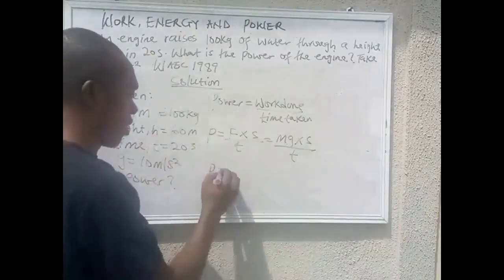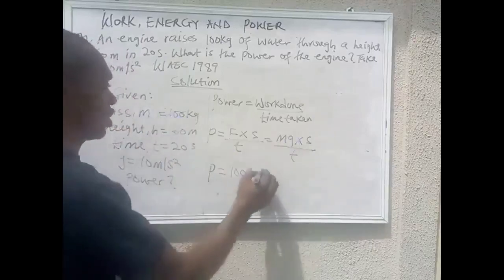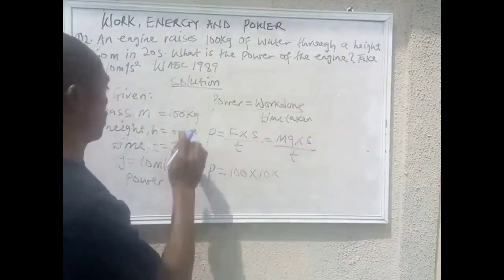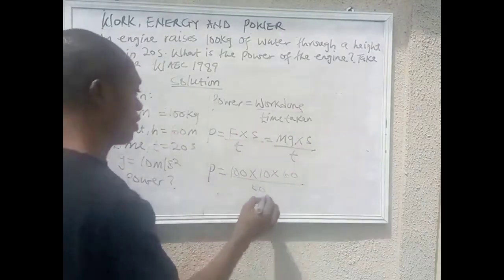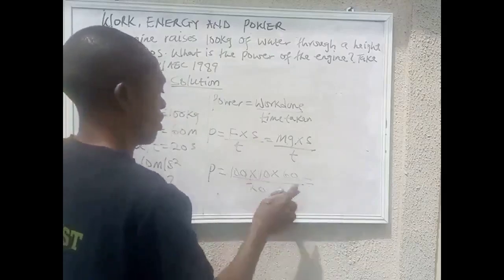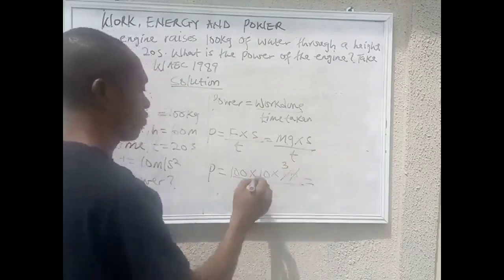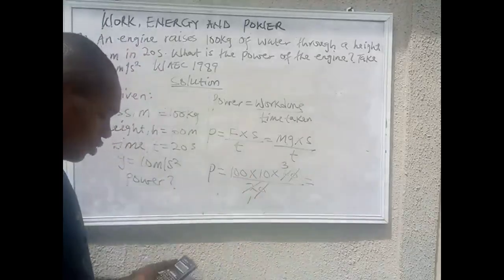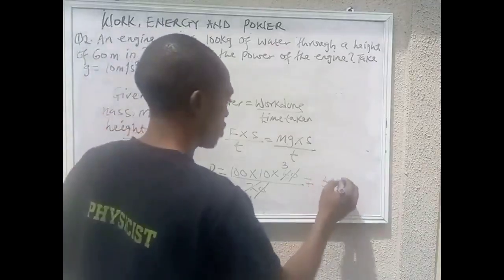So we have power equal to 100 times g, g is 10, times s. Our s is 60 meters, over our time, which is 20 seconds. So you can cancel this: 2 goes into 2, 1, and into 6 is 3. So we have 100 times 10 times 3, which gives 3,000. We have 3,000 watts.